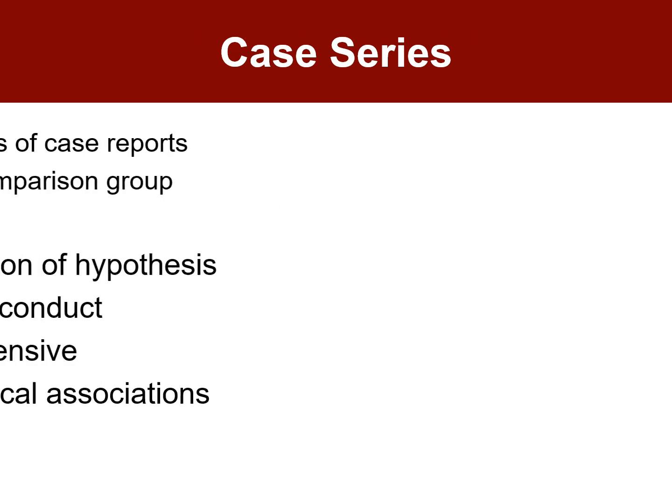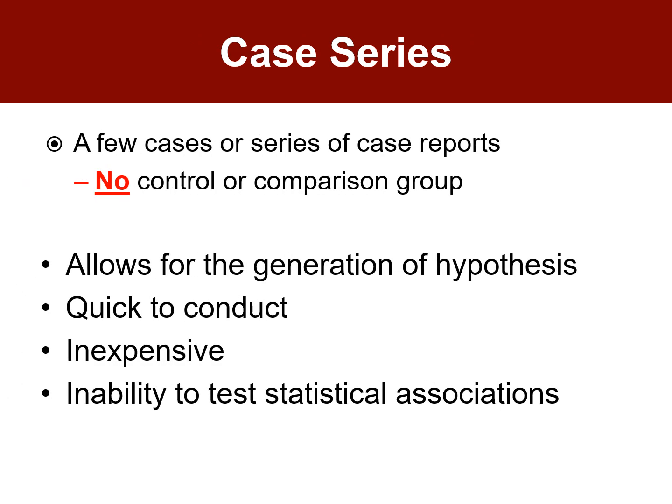Then we go to what we call case series. This would be a few cases, typically greater than 5, but not large enough to call it a big sample. It's usually a series of the same particular unusual feature or condition that we observe. Same thing, there's no control group. Same characteristics: it allows for the generation of hypotheses. It's usually quick to conduct and relatively inexpensive when compared to the other study designs.